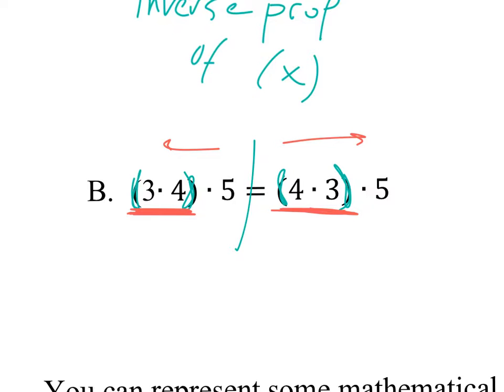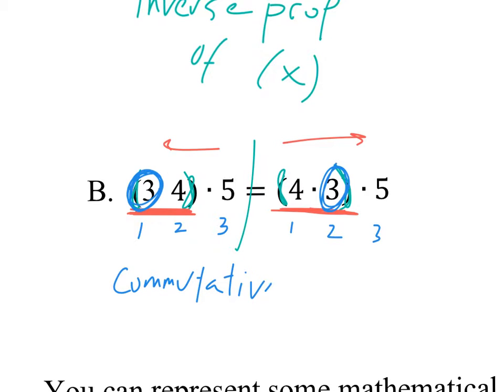Well, what else could it be? Well, 3's in the first spot, 4's in the second spot, 5's in the third spot. On the right side, if nothing changed, 3 should be in the first spot. 3 is not. 3 is now in the second spot. 3 moved. So this is the commutative property of, again, multiplication.